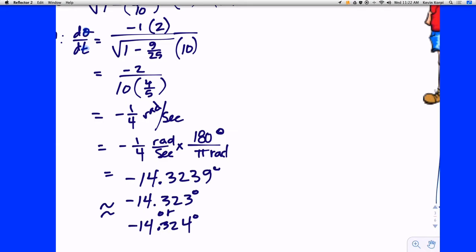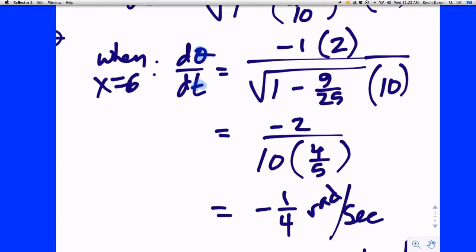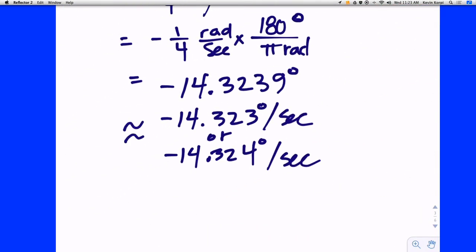This one here, there's no degrees on it. Oh, yeah, per second. Awesome. I kind of forgot what we're doing. Yeah, per second. So if we then try to say the sentence: when the ladder is 6 feet away from the base of the wall, the angle between the ladder and the ground is decreasing by about 14.324 degrees per second.